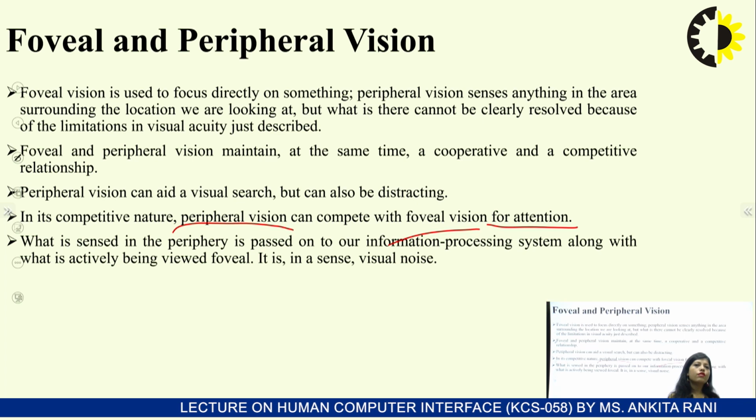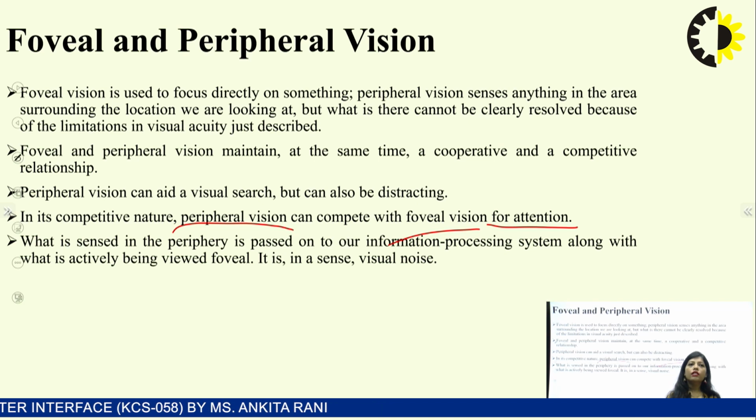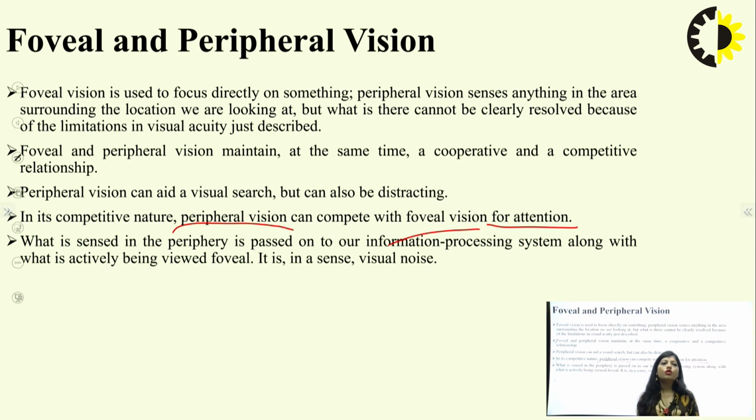It is in a sense visual noise. So the process is like that: what we see through the environment, what we sense through the location, through the surrounding, is transferred in our mind, in our system as an information processing system. So the user can process this information, and similarly, in a sense, what is in foveal vision, we just see the object. So they both are competitive to each other, foveal vision and peripheral vision.